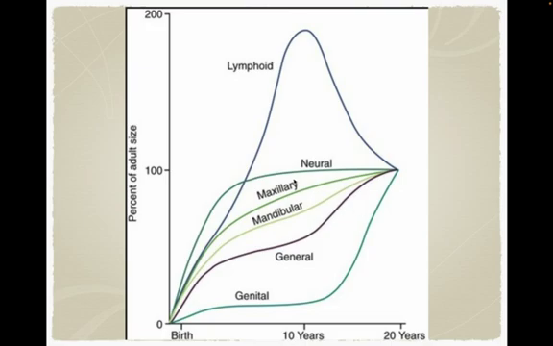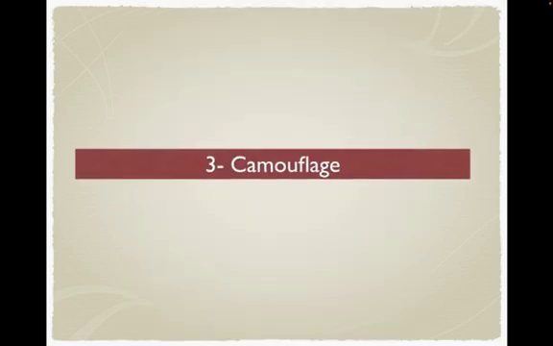While the maxilla is closer to the neural growth, in which the growth will finish by the age of 7. However, the maxilla is still growing until the age of 10. So the growth spurt of the maxilla is 8 to 10, while the growth spurt of the mandible is 11 to 13. So then we finished 2 options.